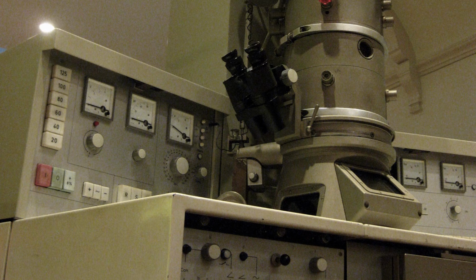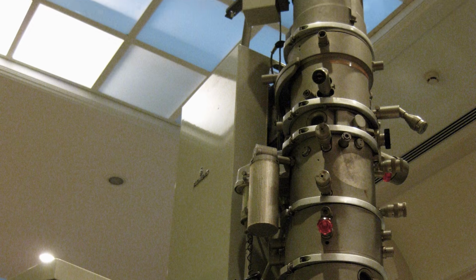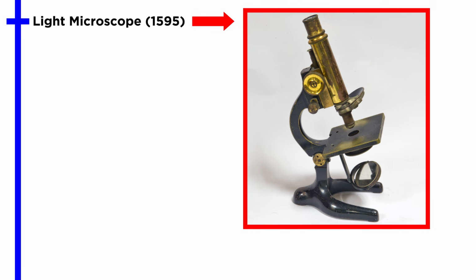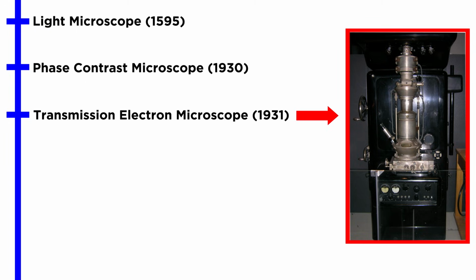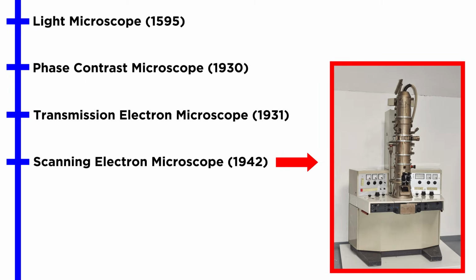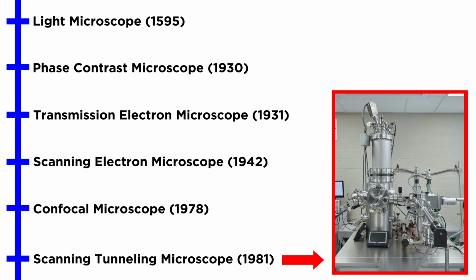The major innovations that were to follow didn't arrive until the 20th century, but each was truly significant. First, there was the evolution of the microscope from light or optic microscope to the phase contrast microscope in 1930. Then the transmission electron microscope in 1931, followed by the scanning electron microscope in 1942. Finally, in the latter half of the century came the confocal microscope in 1978 and the scanning tunneling microscope in 1981.